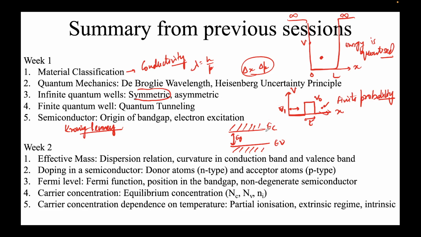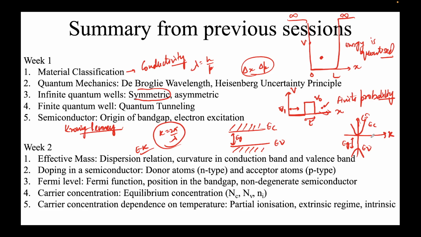And although I'm drawing them flat, actually if I draw the E-k diagram, which is also known as the dispersion relation, this is E versus k. K is your 2 pi by lambda. And if I draw this, the conduction band looks something like this. This is EC, and let's say this is EV. So this gap is your EG, and the curvature of EC and EV respectively gives you the effective mass of electrons and holes. EC for electrons, EV for holes.